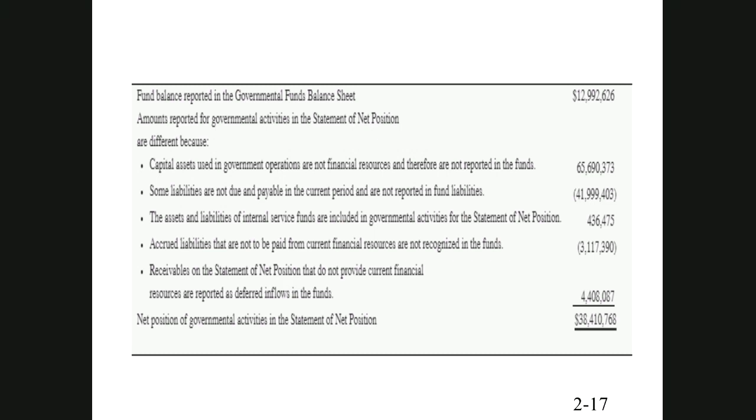But you can see that just from the first item, capital assets used in governmental operations that are not financial resources and therefore not reported in the funds. We don't report capital assets in governmental funds. Instead, when you buy a capital asset, it's an expenditure. So that's a difference that is shown in this reconciliation schedule, but it should tie out to the government-wide statement of net position.